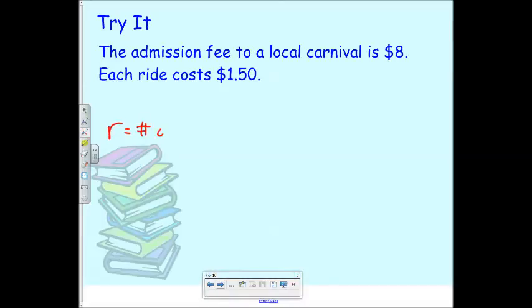All right, what else do I have? The $8, which is a constant, right? What does it mean that this is a constant? It's not going to change, right? It's not going to change.